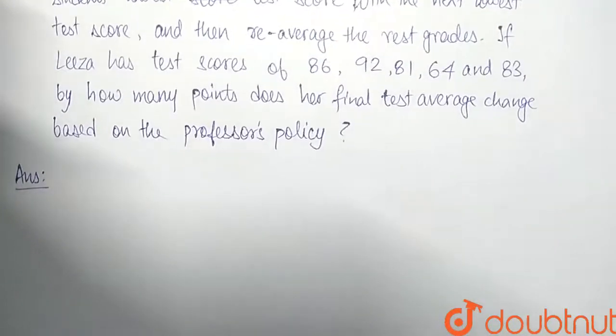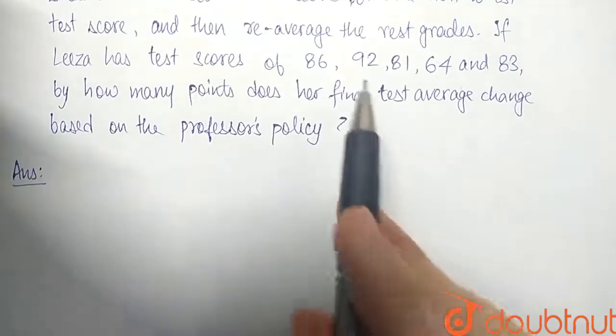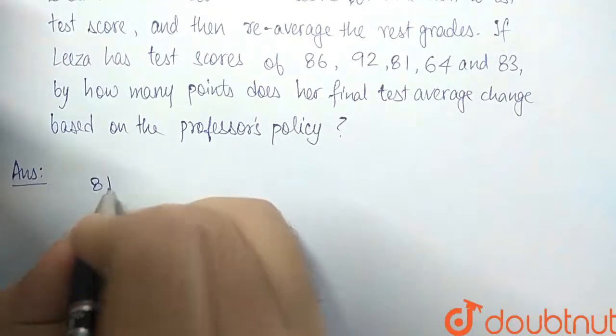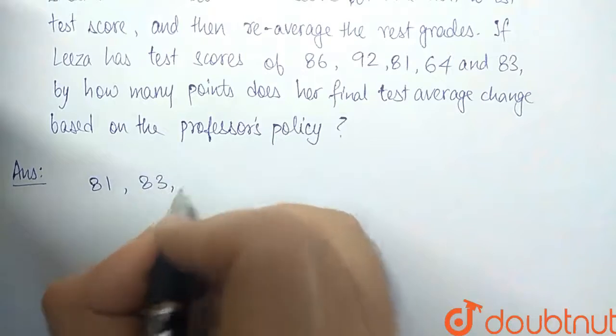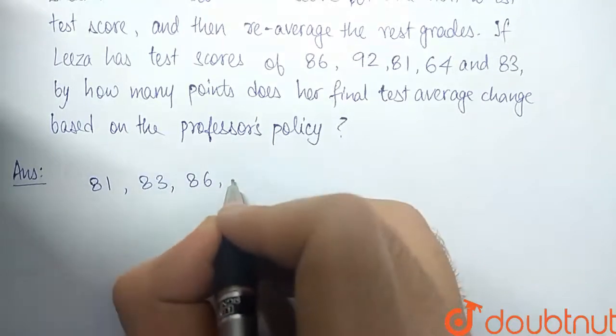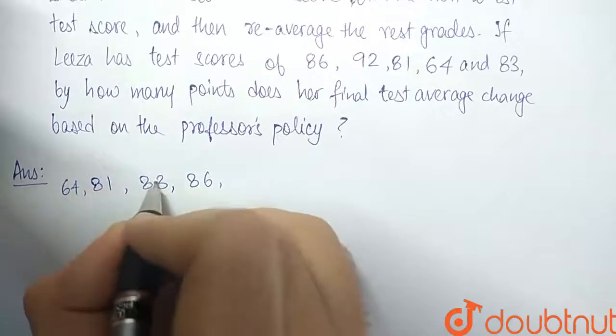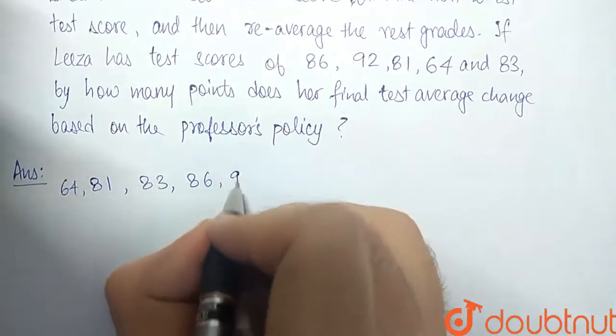Right. So first what I'll do is I'll arrange these test scores in ascending order. We'll start with 64, 81, 83, 86 and 92.